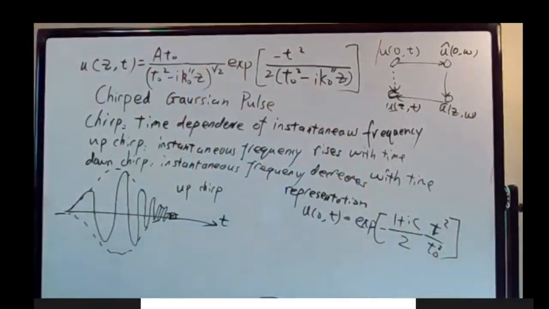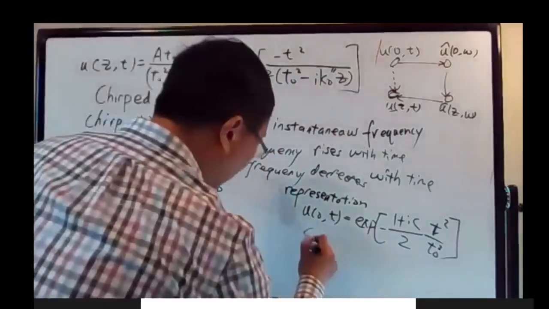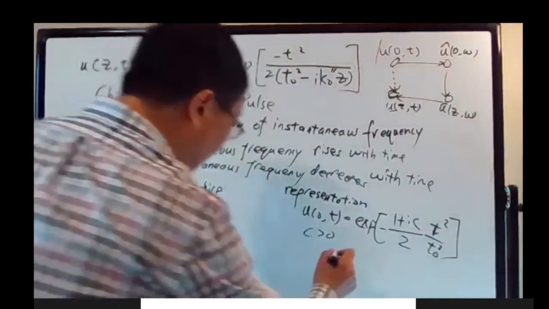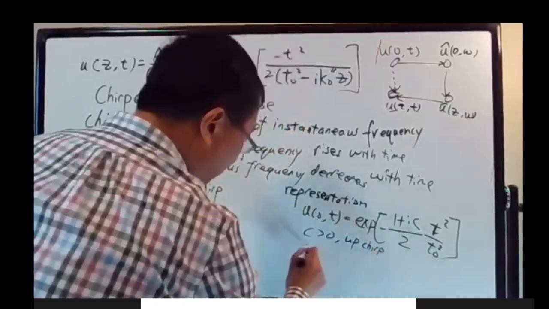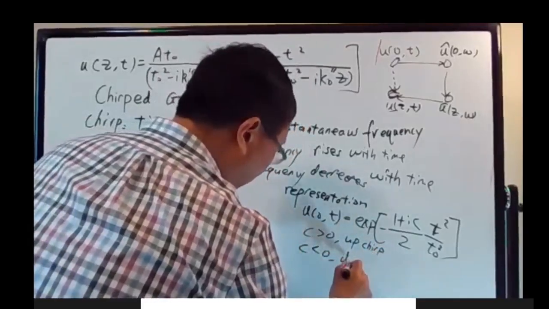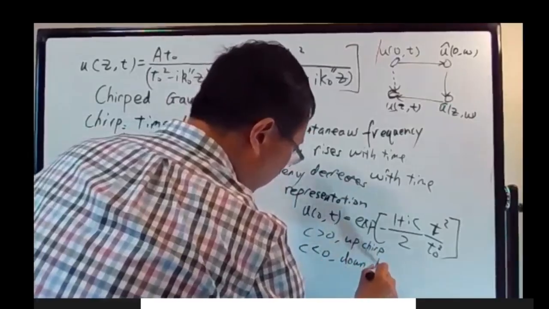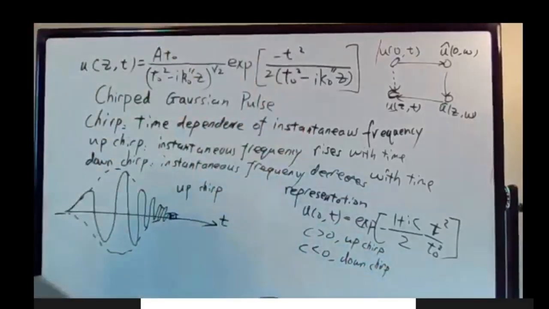This C could be positive or negative. So we have C greater than 0, that means it's up chirp. C less than 0 is down chirp.